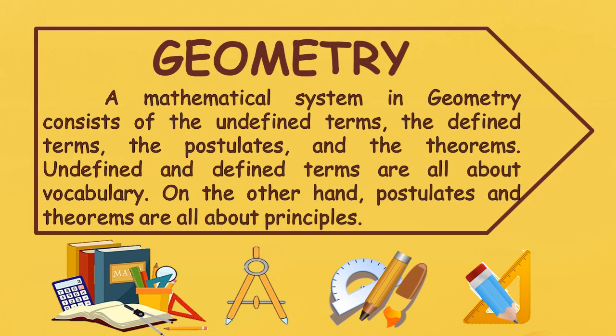Okay, so since this is the third quarter in mathematics for grade 8, we will now proceed to the next branch of mathematics, which is known as geometry. For this part of our lesson, a mathematical system in geometry consists of the undefined terms, the defined terms, the postulates, and the theorems. Undefined and defined terms are all about vocabulary. On the other hand, postulates and theorems are all about principles.